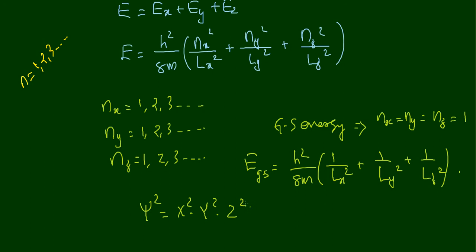So the probability or psi square of finding the particle in unit space is the product of three separate probabilities x square, y square and z square.